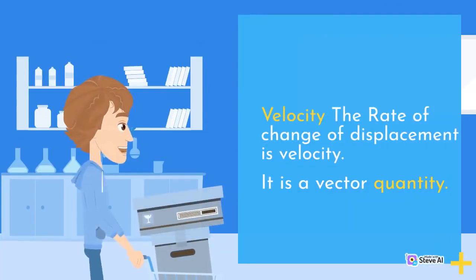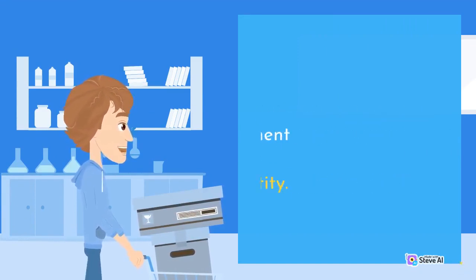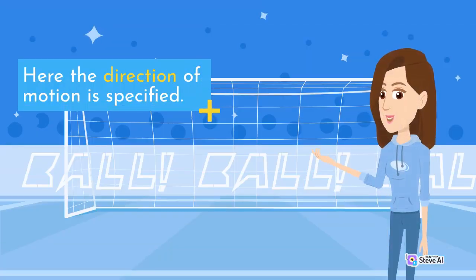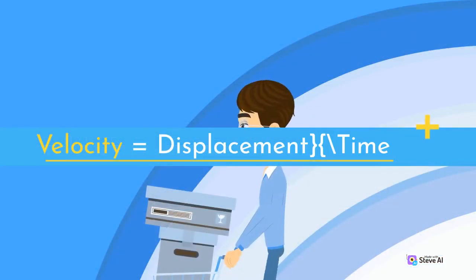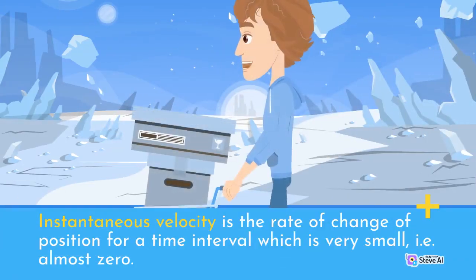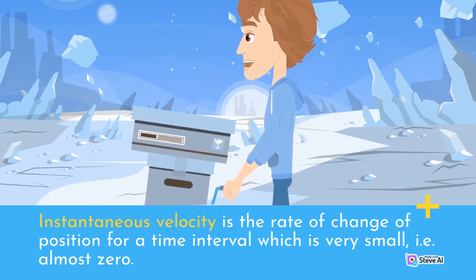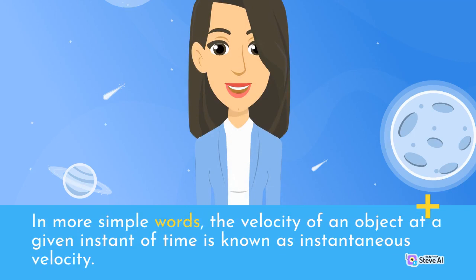Velocity. The rate of change of displacement is velocity. It is a vector quantity. Here the direction of motion is specified. Velocity equals displacement divided by time. Instantaneous velocity is the rate of change of position for a time interval which is very small, i.e. almost zero. In more simple words, the velocity of an object at a given instant of time is known as instantaneous velocity.